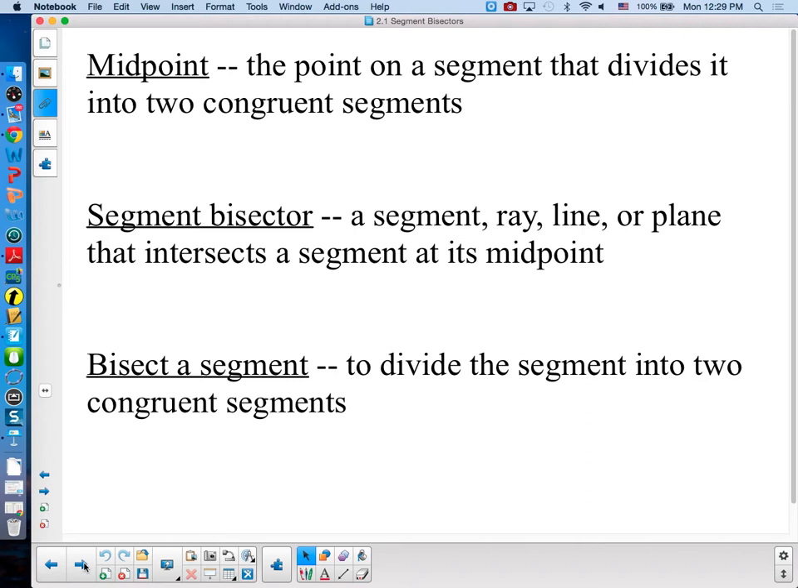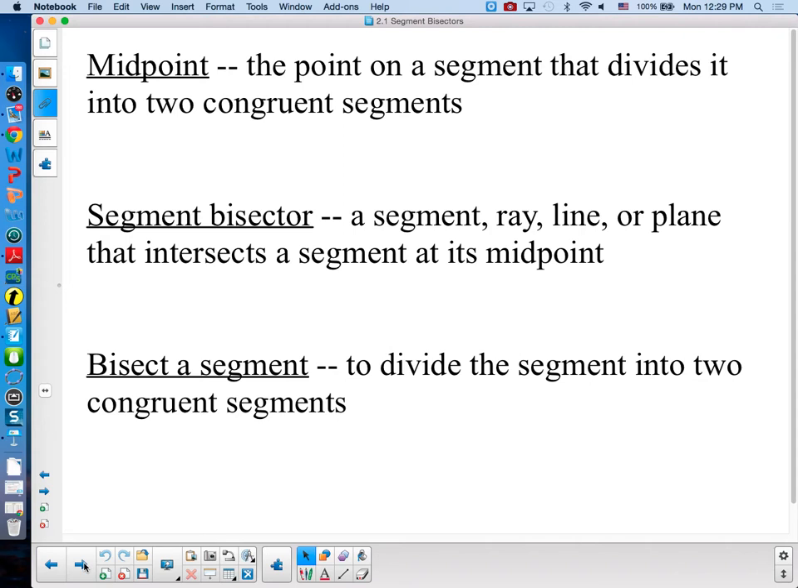Midpoint is our first term today. What does it sound like midpoint probably is? The point in the middle? Yeah, that's what it is. Midpoint is the point on a segment that divides it into two congruent segments. What does congruent mean? It means two segments that are the same length, correct?